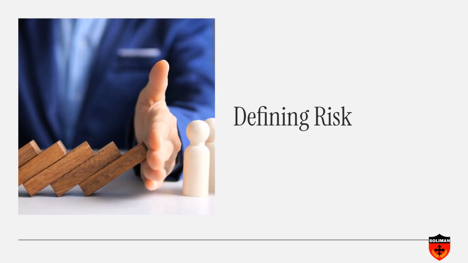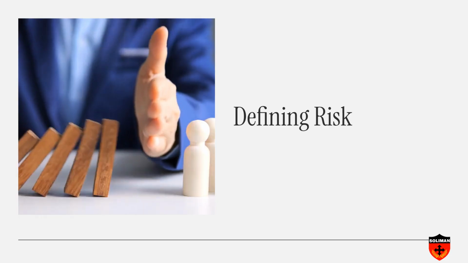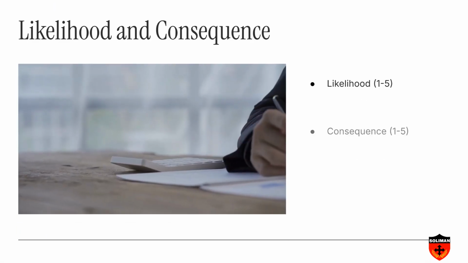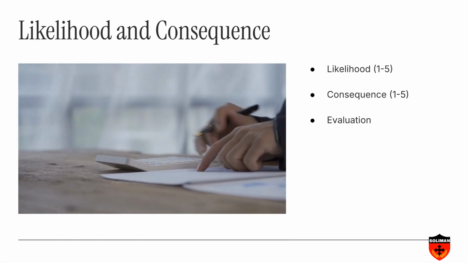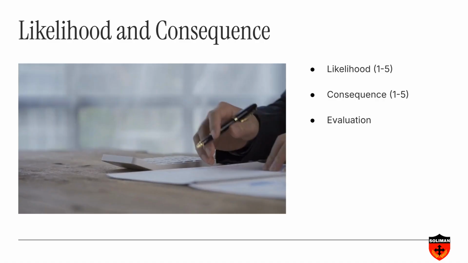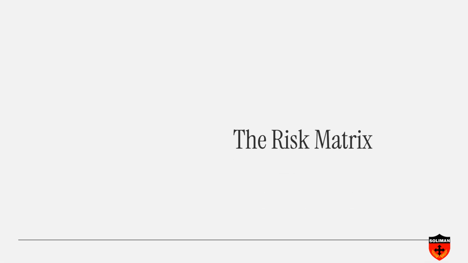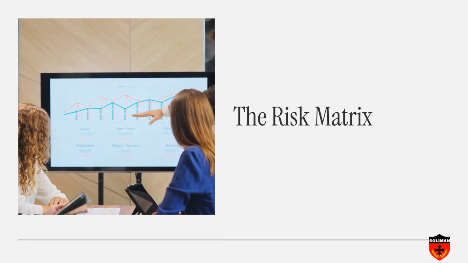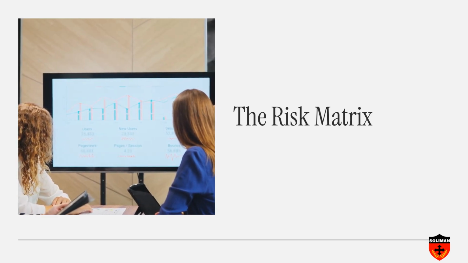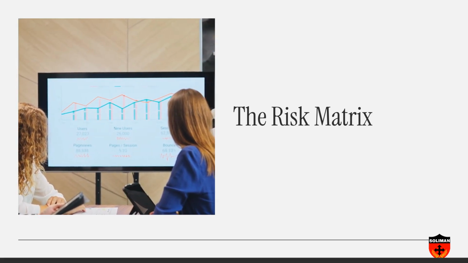probability of harm. Risk is defined as the probability or likelihood of realizing harm due to an exposure to a hazard. Risk is essentially the hazard plus the exposure. To evaluate risk, we determine the likelihood, from unlikely to certain, and the consequence, from minor to catastrophic, each rated on a scale of 1 to 5. The risk matrix is used to determine the overall risk rating by multiplying likelihood by consequence, resulting in ratings from low, moderate, high to extreme.